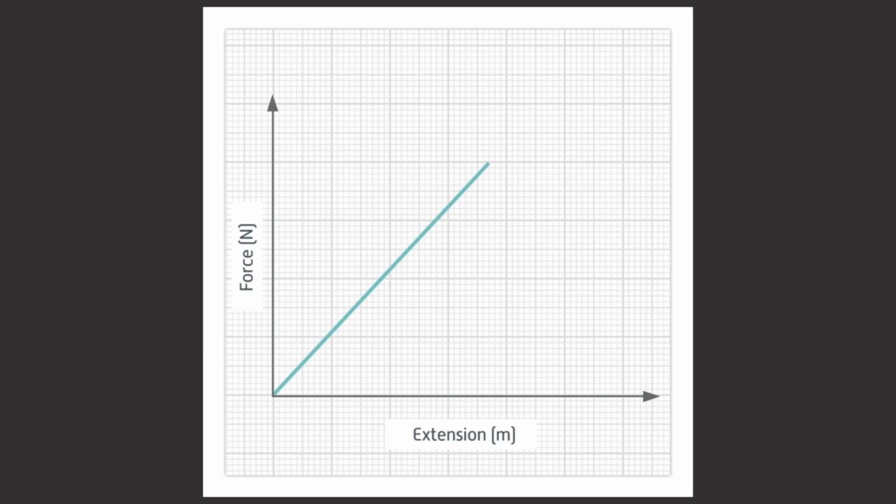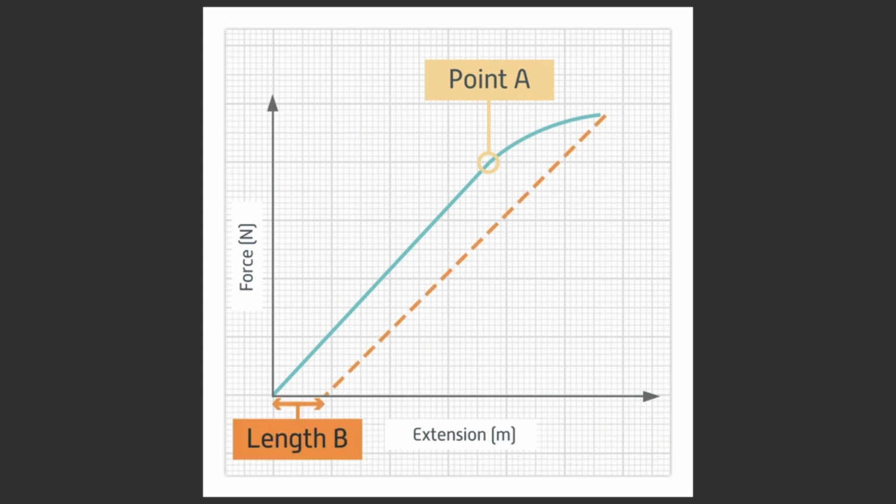If you extend your spring above the elastic limit, which is marked as point A in the graph on the screen, then the spring will not return to its original length. You'll find that the spring will have been permanently extended by length B.